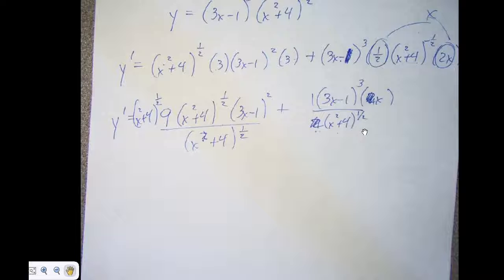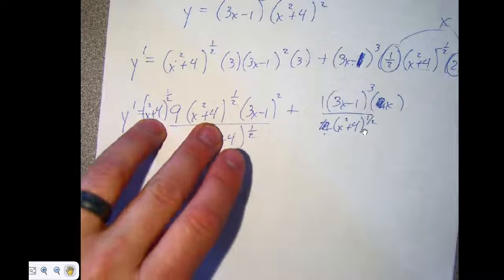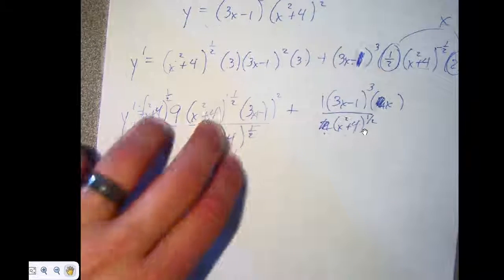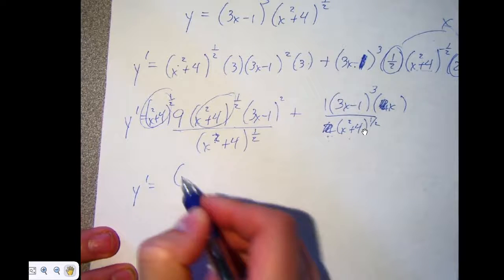When you're multiplying bases, what do you do with the exponents? Yeah, you add them up. So I have to the 1/2 times to the 1/2. Like that's square root times square root. So you just end up with the actual thing. So this times this is just x squared plus 4.